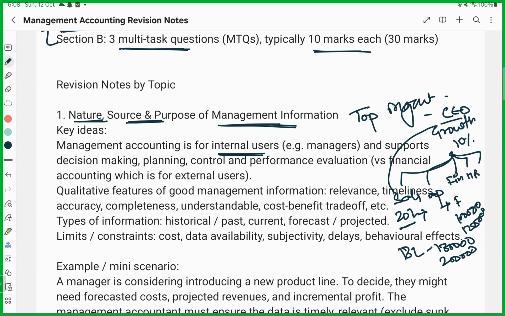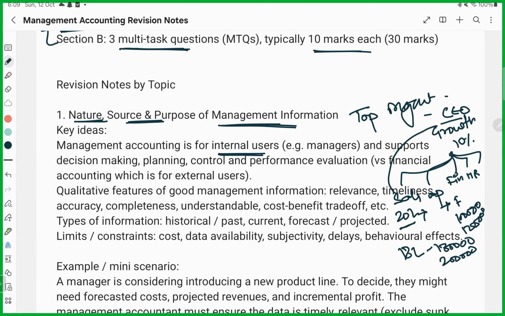Basis that, the roles will get divided between the departments. And on what basis does the CEO decide this? The CEO decides all these budgets and growths on the basis of the previous financial information that the management has. So management accounting is for the internal users. They use the information of the past to take decisions for the future.